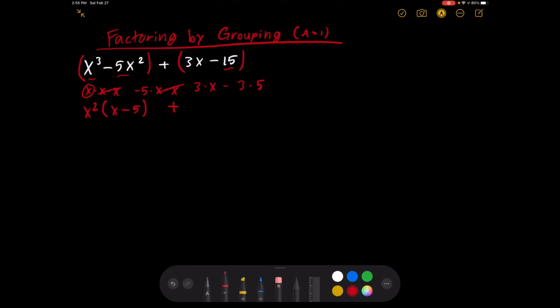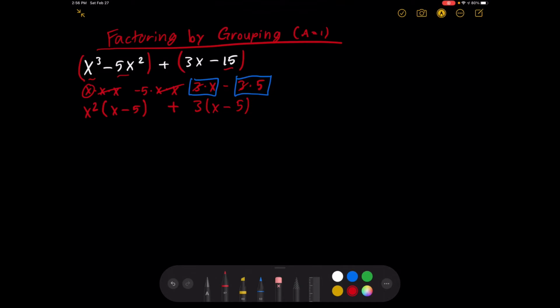So what do you notice about this 3 times x right here and the 3 times 5? What do they have in common? Well, it's just that 3. So we're going to take the 3 out, and it's going to be on the outside of the parentheses, just like the x squared on the last one. Once you cross the 3s out, what do you get in the middle? On the left, we're left with x. Then on the right, we're left with the 5. So x minus 5. That's really the hard part. That's all you really need to know for this type of problem.